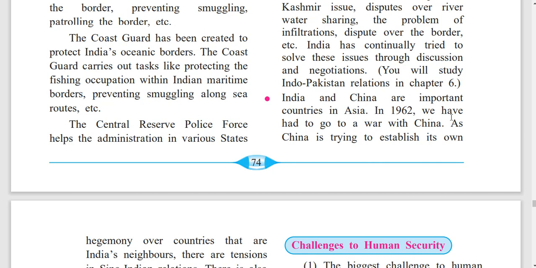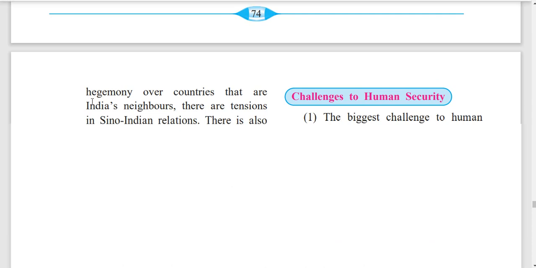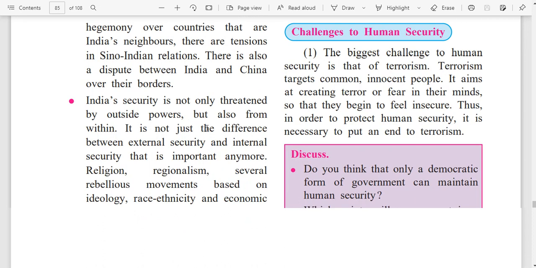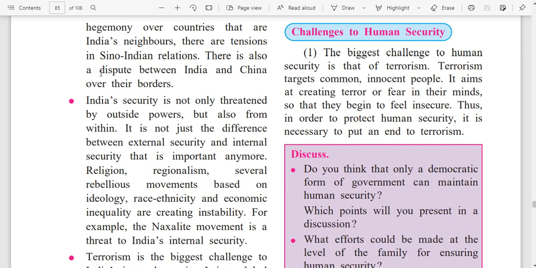We had to go to war with China, as China is trying to establish its own hegemony over countries that are India's neighbors. There are tensions in Sino-Indian relations. There is also a dispute between India and China over their borders.